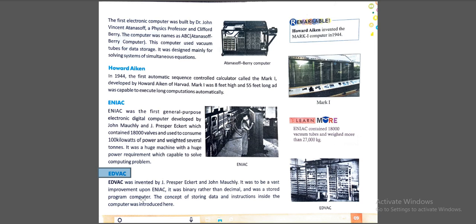The concept of storing data and instructions inside the computer was introduced here, with the EDVAC.